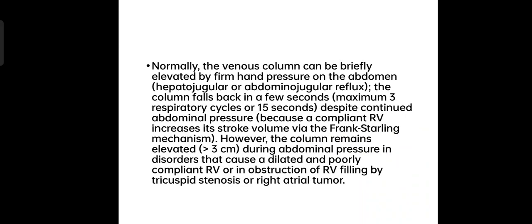Normally, the venous column can be briefly elevated by firm hand pressure on the abdomen. The column falls back in a few seconds despite continued abdominal pressure. However, the column remains elevated during abdominal pressure in disorders that cause a dilated and poorly compliant right ventricle, or in obstruction of right ventricular filling by tricuspid stenosis or right atrial tumor.